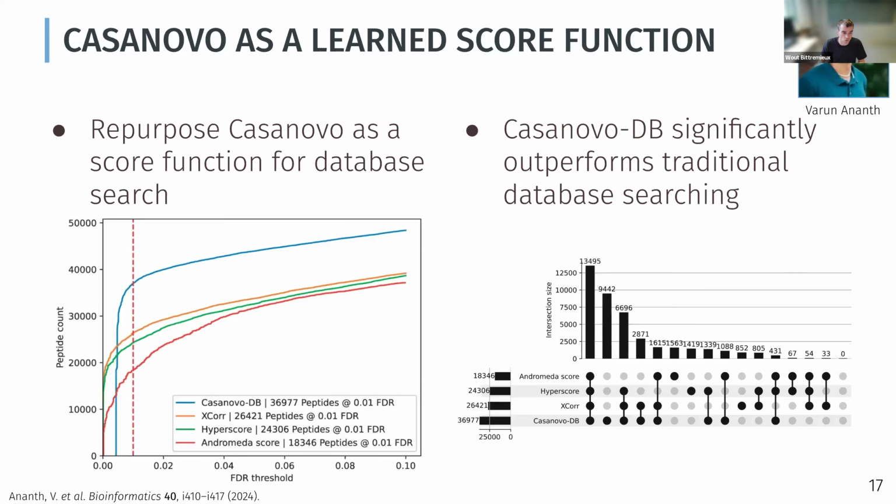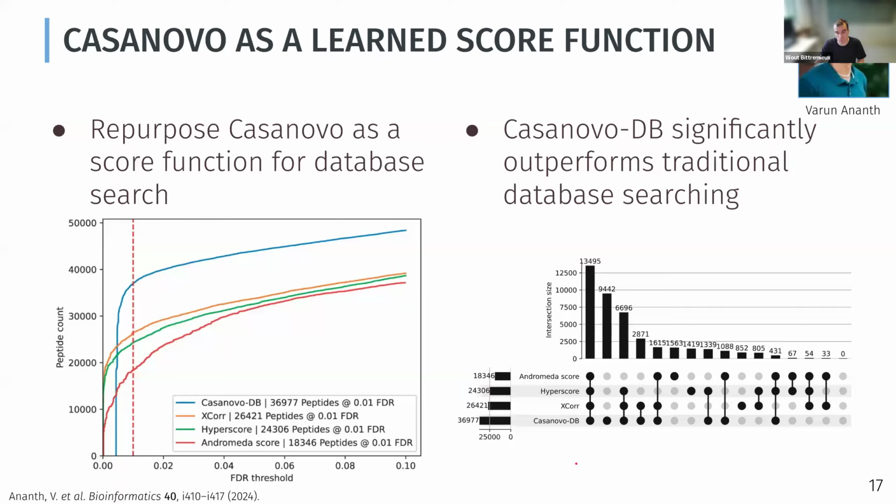And we compared this to 3 different search engines that are commonly used in proteomics: X-score, the HyperScore, and the Andromeda score. And here you see on the y-axis the number of peptides that were identified for increasing false discovery rates. And in blue, we see that Casanovo significantly outperforms all of the 3 traditional database search modes, which are manually defined kind of heuristics.